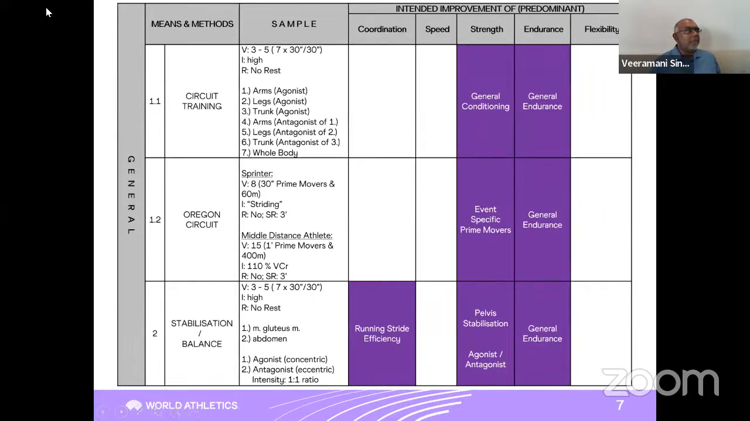This is where many of you would have seen this. This is just a recap for some of you guys. So we start with what we call general component, where we're creating the general body development, general physical conditioning. We can do circuit training. We can do Oregon circuit, which I mentioned before, and of course, pelvic stability, stabilization, and balance work. So some of the means that you can see that is available for us to use, will be V stands for volume. So let me zoom in a little bit.